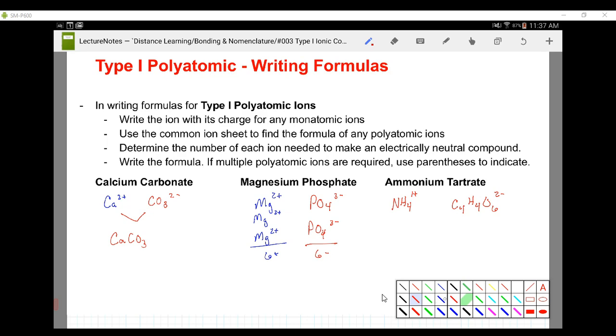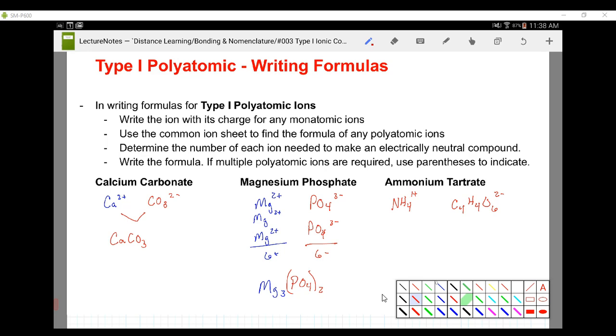which means that my formula unit is going to be Mg3 because I have 3 magnesium ions, and then I have PO4, but I need to show that I have 2 of those, and I cannot put a 2 here because that would be 1 phosphorus and 42 oxygens. I need to show that I have 2 phosphates, so we do that using these parentheses as we talked about earlier.